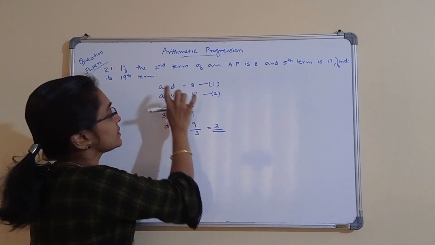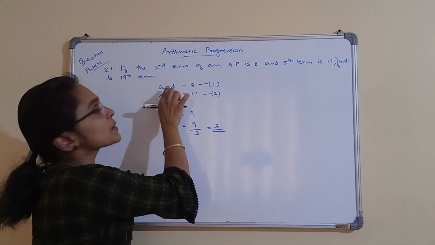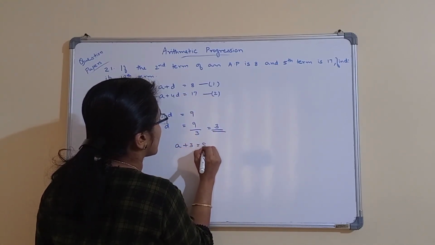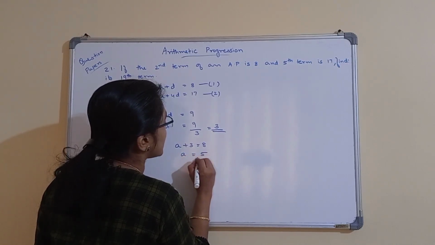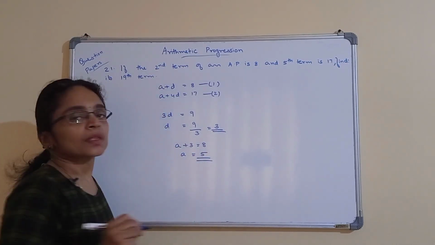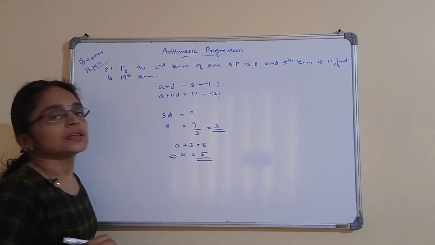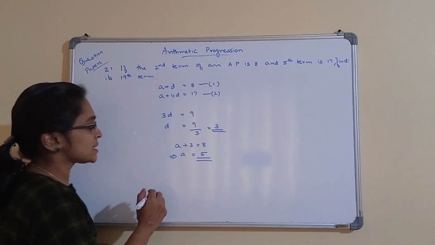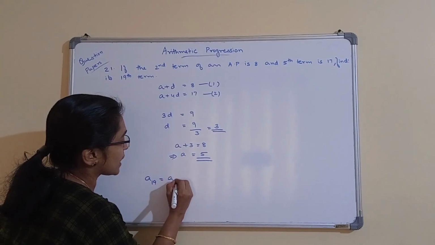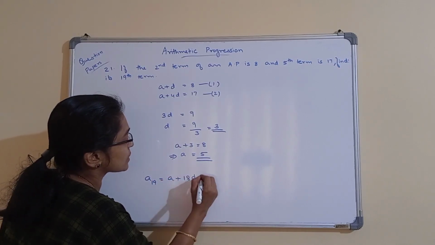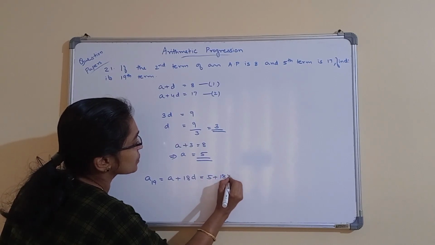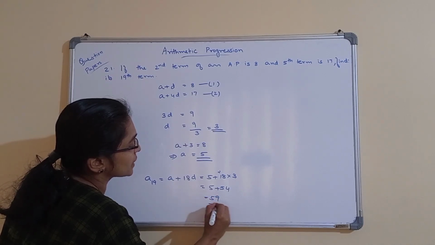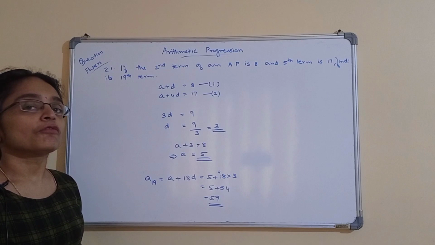Now substituting d is 3 in equation 1 we will get a plus 3 equal to 8, which means a equal to 8 minus 3, which is equal to 5. So we got a equal to 5 and d equal to 3. Now finding 19th term is easy. a19 is equal to a plus 18d, which is equal to 5 plus 18 into 3, that is 5 plus 54, which is equal to 59. So 19th term here is 59.